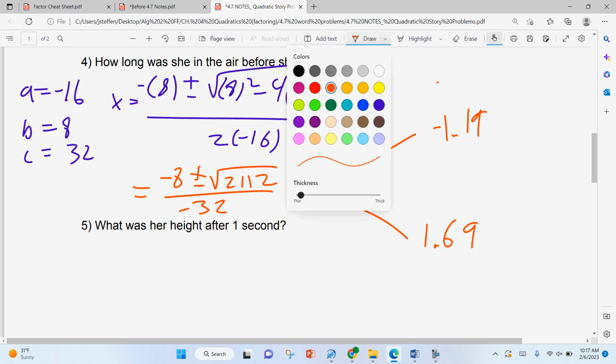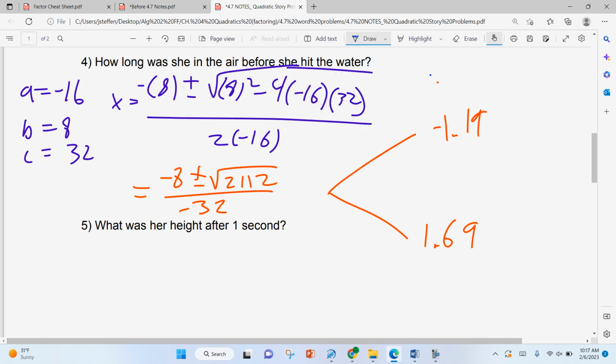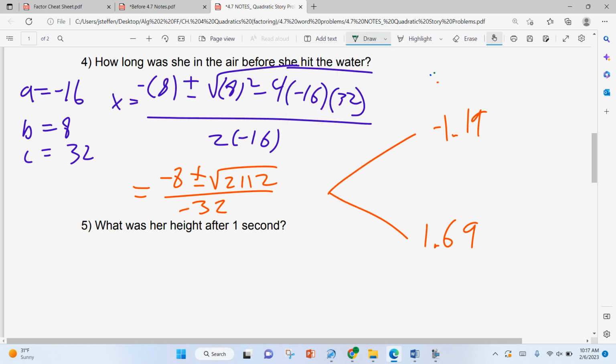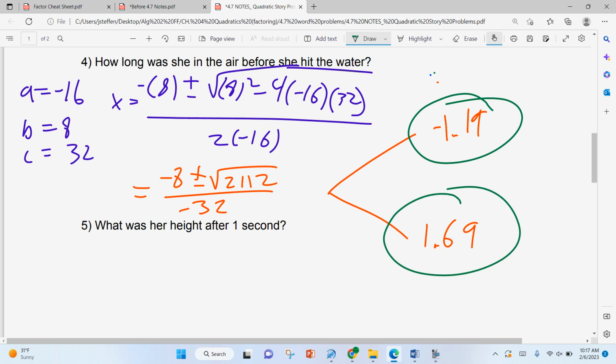Now, here's the thing that some people, I'm choosing to believe that people just forget. People just don't think about it. But this is how long it was in the air. You cannot have negative answers. Again, you threw a ball so hard you went back in time. That rarely happens. That sounds like a movie that I'd be like, let's not watch that. So this has to be your answer. 1.69 seconds is how long it was in the air.